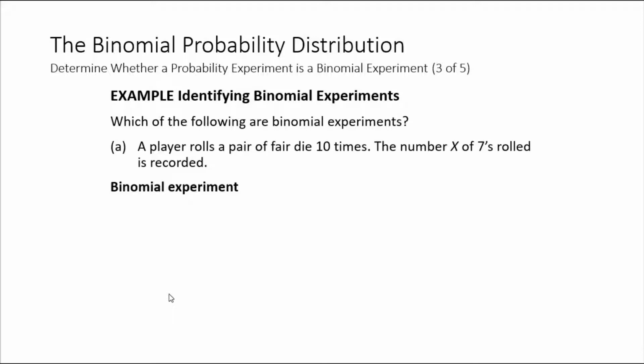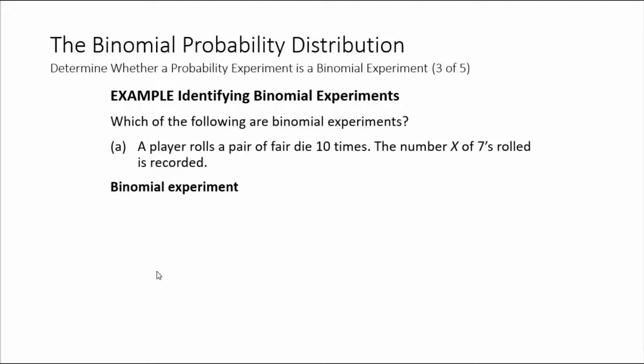The first example, we have a player rolls a pair of fair dice 10 times. The number x of 7s rolled is recorded. So in this case, we notice that the experiment is performed a fixed number of times. The trials are independent because when the player rolls the first time, it doesn't affect the outcome of the second time the player rolls the dice.